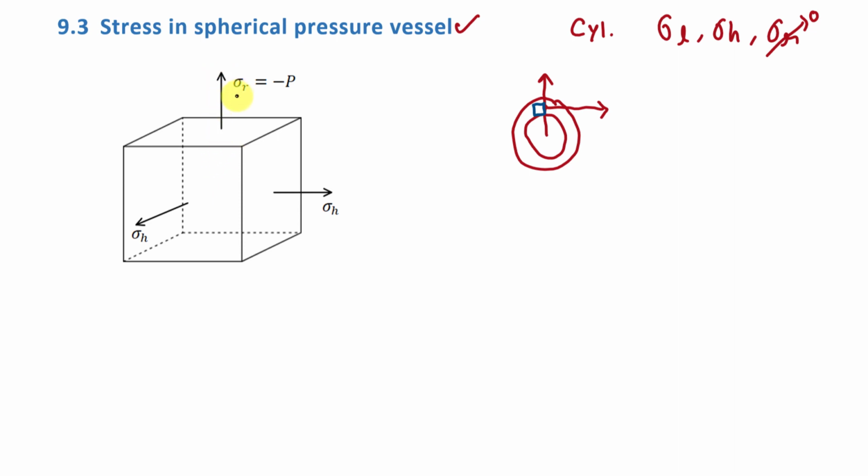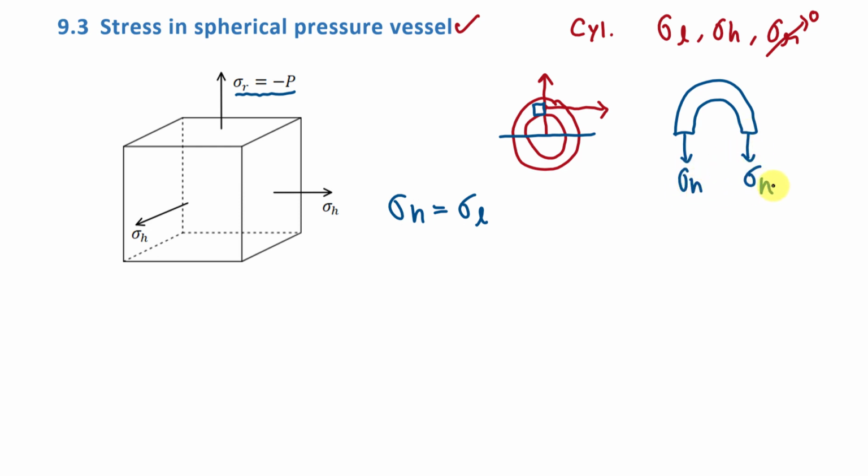On radial direction it will have radial stress minus P, and on other two directions it will have circumferential stress, that is also called as hoop stress, that is sigma H. Fine. Means here we can also say that in this case value of hoop stress is equal to value of longitudinal stress. And we can find out value of hoop stress and longitudinal stress. For that you have to take this cross section of this pressure vessel. So it will be like this. Here in this direction we have hoop stress, or we can say longitudinal stress, and on this surface we have pressure.